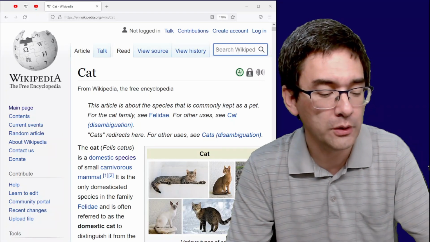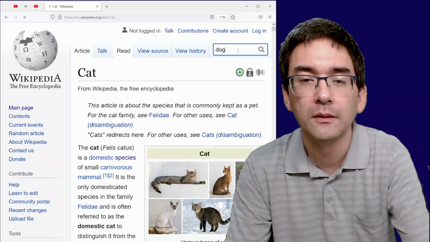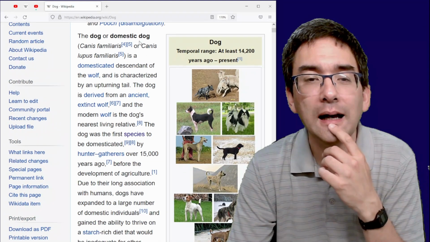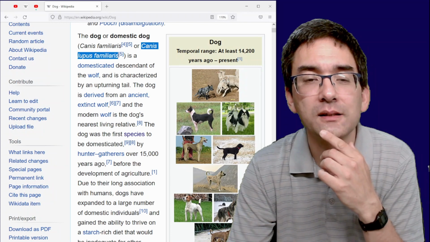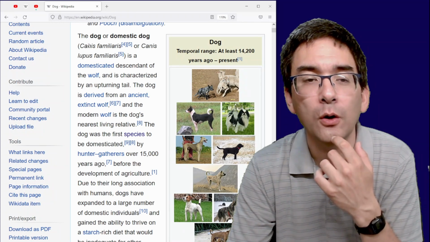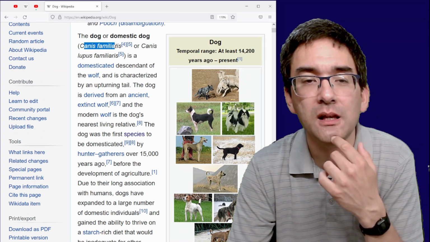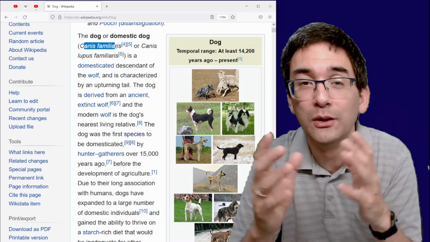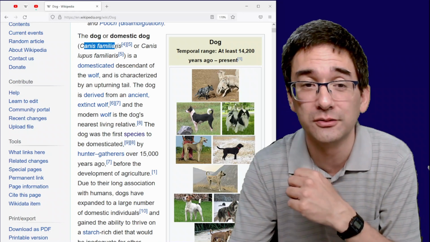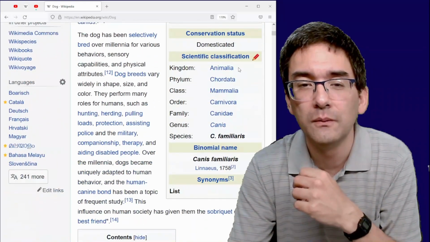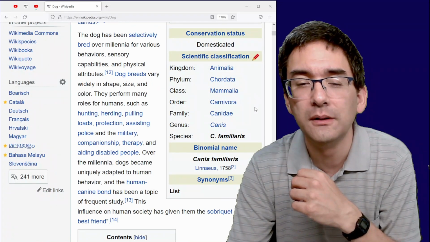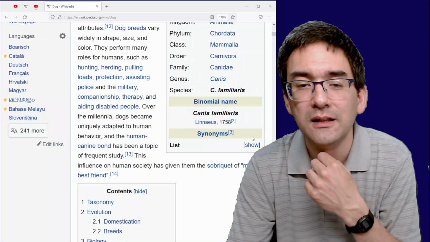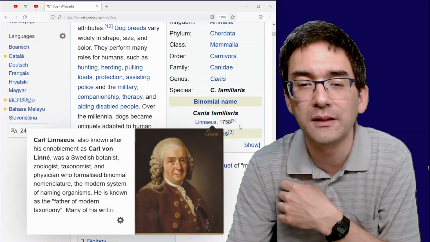I don't know. What about dog? Okay. Here's the dog. Look. Canis lupus familiaris. That's what I showed you already before. Or you can say Canis familiaris, because the dog and the wolf, a small tiny dog like this and the wolf, are not able to reproduce with each other, right? The same here, it's an animal, it's a chordate, it's a mammal, and then you have Canis familiaris, and again Linnaeus basically gave it the name.